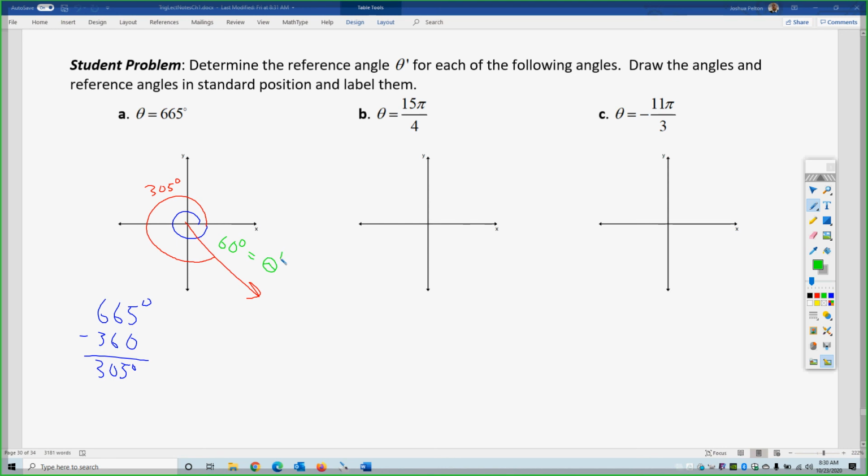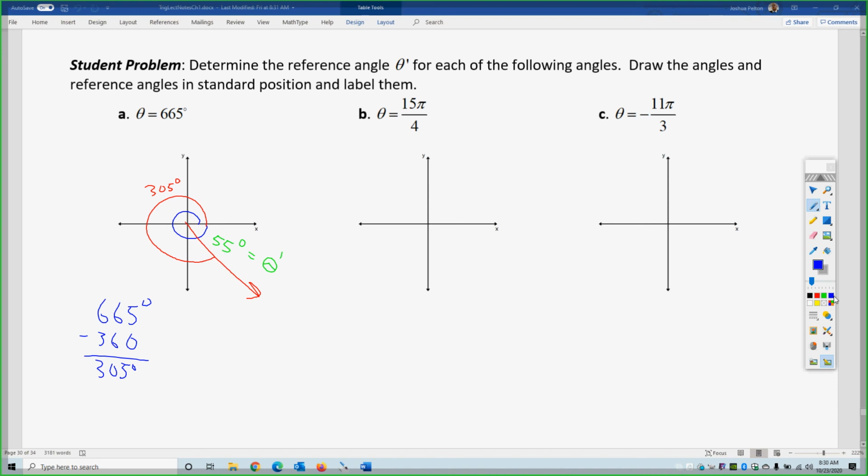So if I went 305, that means the remaining degree is 60 degrees for our reference angle. Okay, because no, that's not right. 55 degrees. I can't do math. I was thinking 300 there for a second. So 55 degrees and 305 gives me my 360. Okay, next one. We'll go back to blue here.